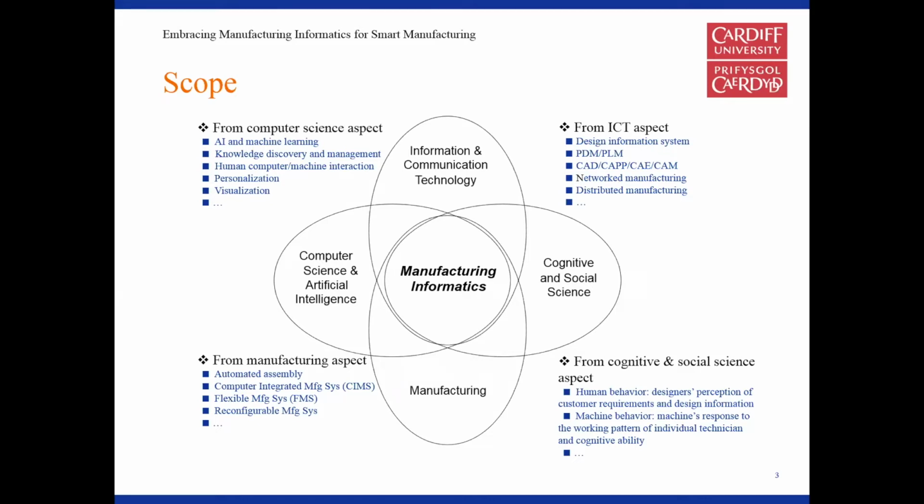And of course, we have different manufacturing systems, from automatic assembly to FMS or computer integrated manufacturing, for example, and all the way to nowadays when we talk about Industry 4.0 and beyond. And then last but not least, we also have computer science and artificial intelligence, AI and machine learning. In the past, if you are coming from a knowledge database background, you would call it knowledge discovery in databases, human computer machine interaction, personalization, visualization, and so on. So it's really cross-cutting, and this is the center. That's what I call manufacturing informatics.